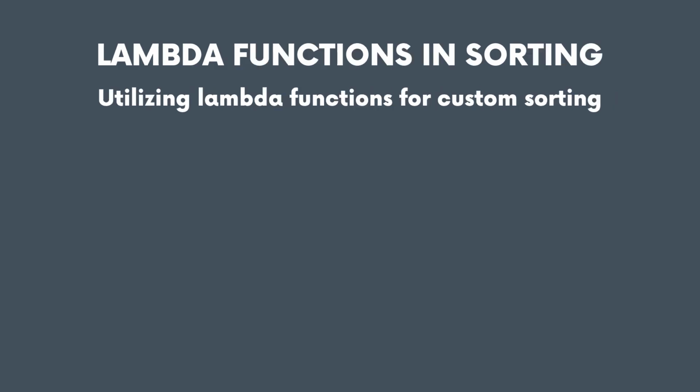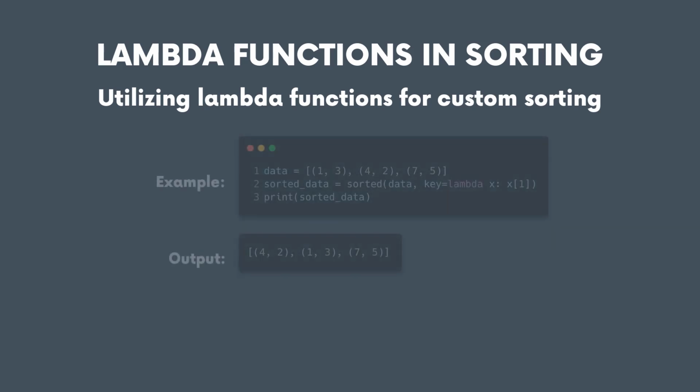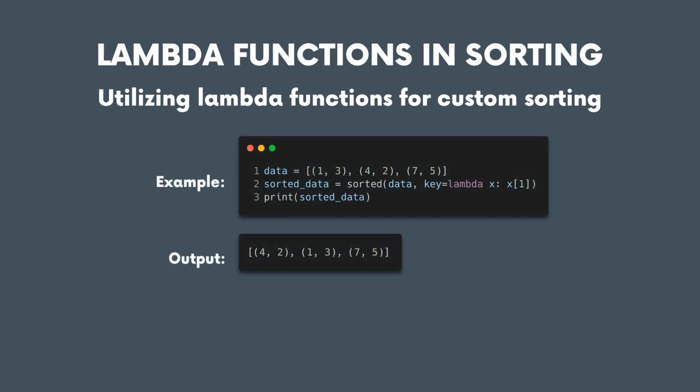Lambda functions are commonly used in sorting operations. Let's see how we can sort a list of tuples based on the second element. Here, we have a list of tuples, data. We use the sorted function to sort the list based on the second element of each tuple. We specify a Lambda function as the key argument to indicate that we want to sort based on the second element. The output is the sorted list.